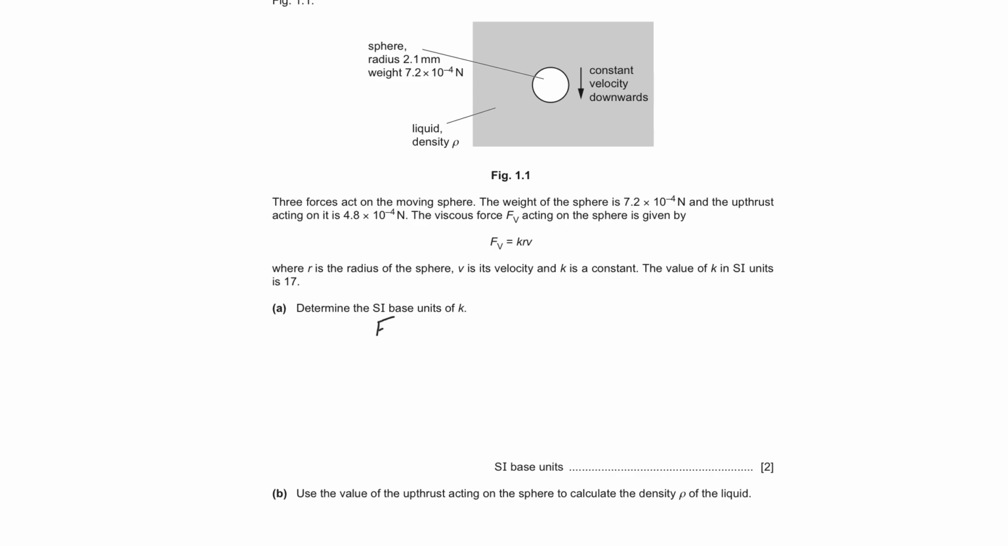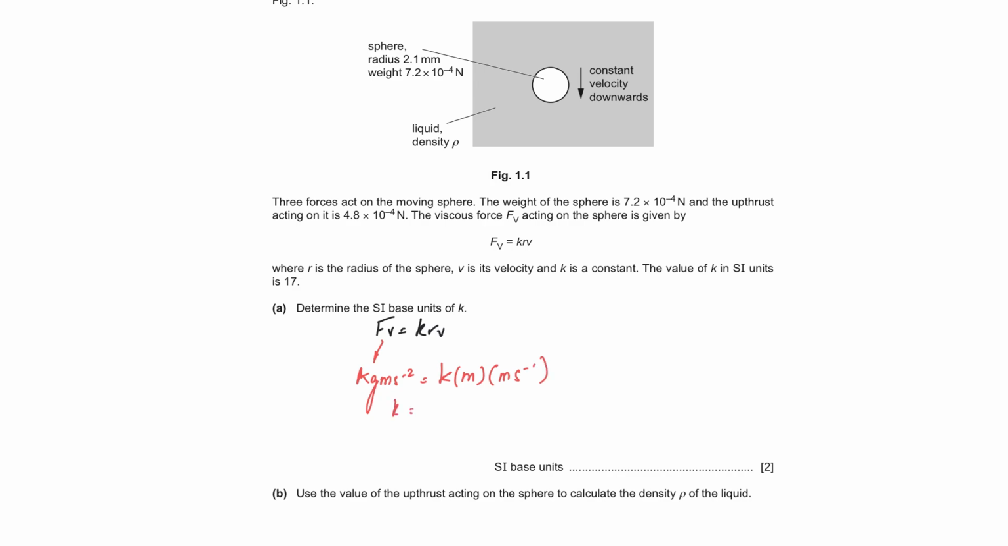So we'll write down the formula, Fv = KRV, and we'll plug in the base units for all the quantities involved. Fv, which is the force, has the SI unit newtons, but the base units for newtons are kilogram meters per second squared. K is the unknown quantity here. R is the radius, which is measured in meters. V is the speed or the velocity in this case, meters per second.